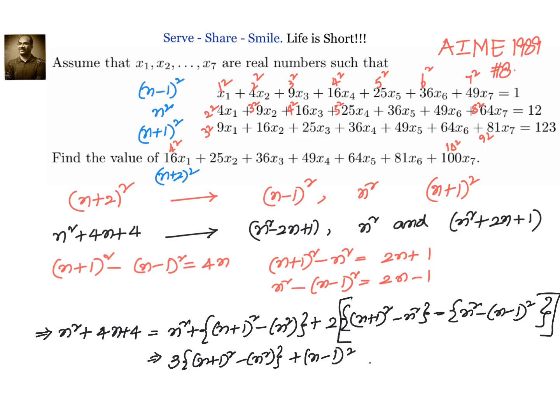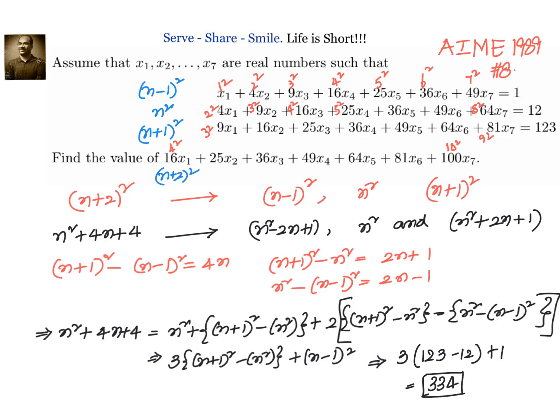Now if you substitute the values in the right hand side, what do we get? The third equation's right hand side is 123 minus the second equation's 12, times 3, plus 1. That equals 333 plus 1, which is 334. So what we realized finally after solving the problem is that this equation can be obtained by subtracting the 3rd minus the 2nd, multiplying with 3 and adding to the first equation.